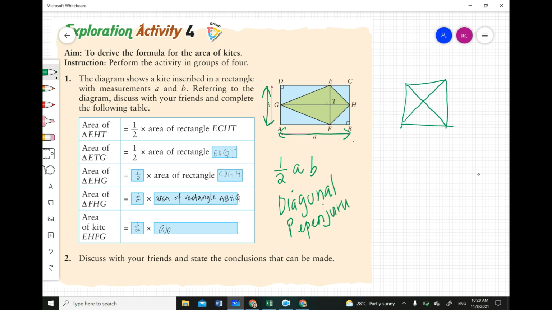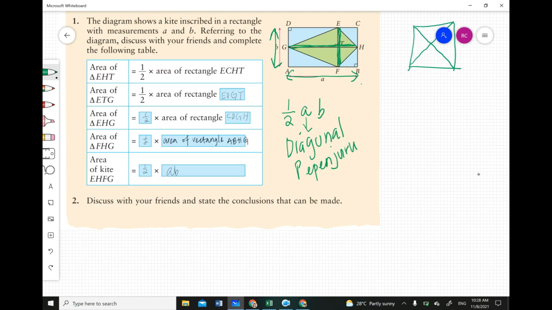So 1/2 AB, A represents the diagonal over here, this part. B represents the diagonal over here. You just need to multiply them. Okay, then you can get the area of the kite. Okay, now we move on to the last one.